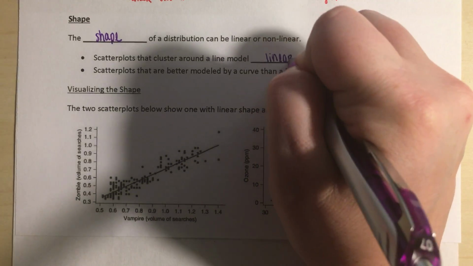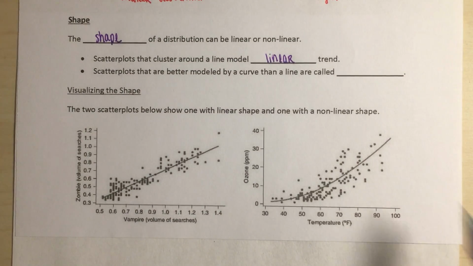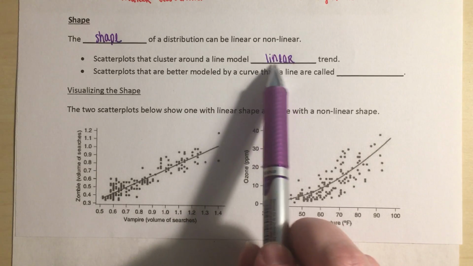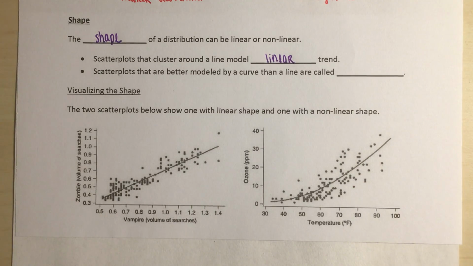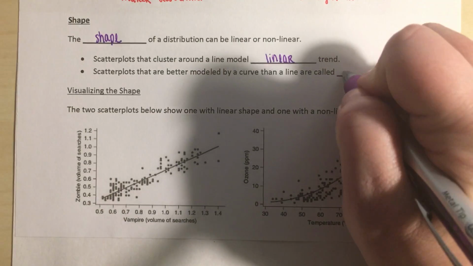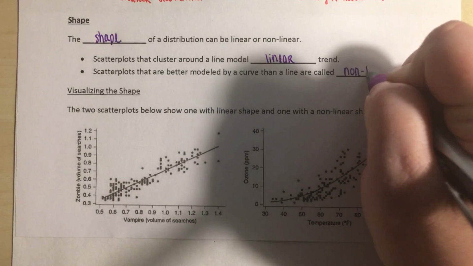Because if we look at the word linear, we don't pronounce it like the word line, but the first four letters are still the same. So that tells us that we have a linear trend. It's in the shape of a line. Scatter plots that are better modeled by a curve than a line are called nonlinear.